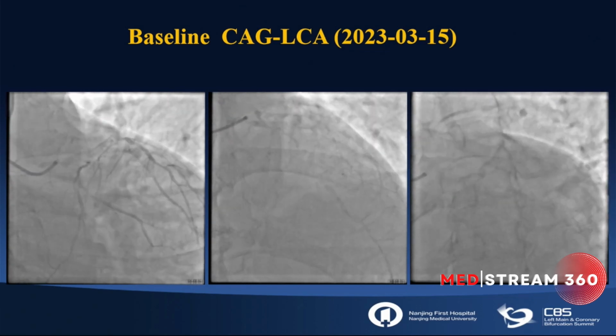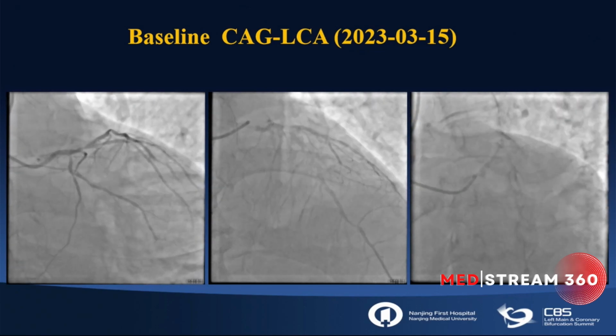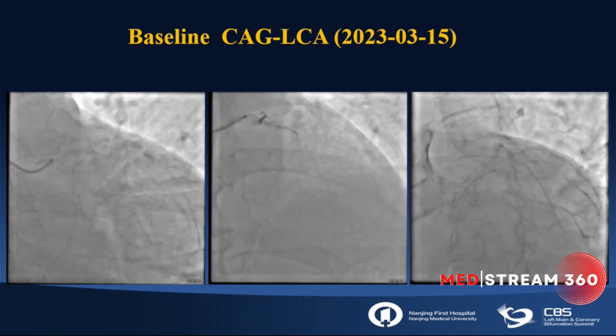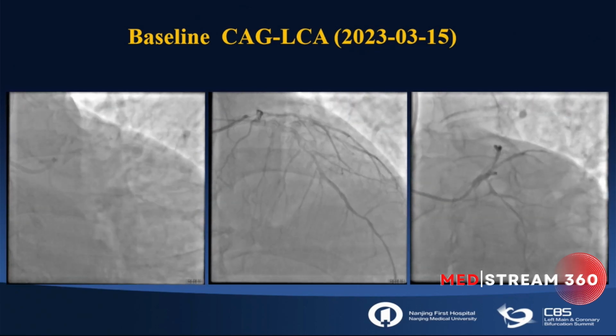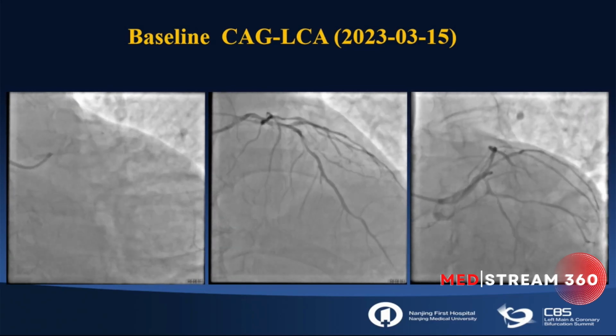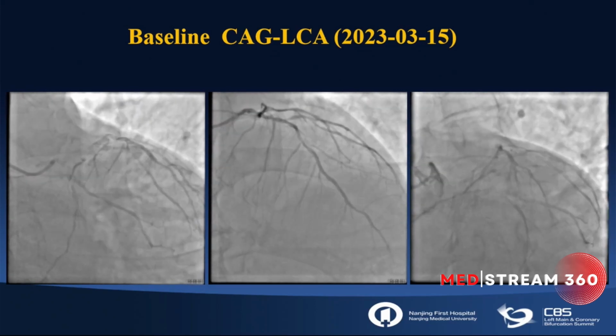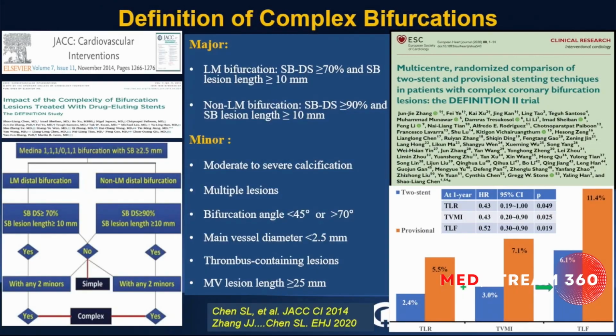From AP coronary view and spider view, we could find diffuse severe stenosis from distal left main to middle LAD, involving left circumflex and first diagonal with severe calcification. There are two bifurcation lesions, distal left main bifurcation and LAD first diagonal bifurcation. According to definition criteria, a complex bifurcation lesion is defined as any one major criterion plus any two minor criteria.